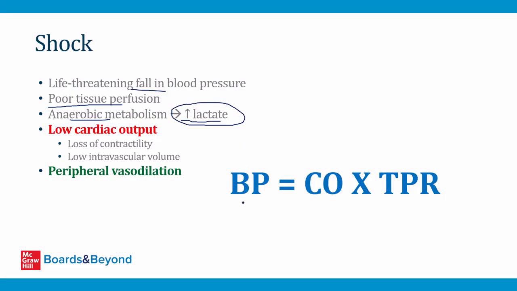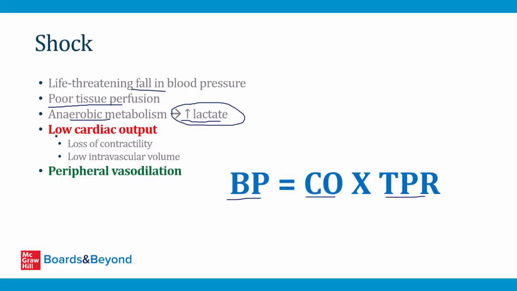Now, by way of review, a concept I talk about in other videos is that your blood pressure is determined by the combination of your cardiac output and your total peripheral resistance. And so if you know this, then it should be easy to understand that there are basically two ways a person can go into shock.